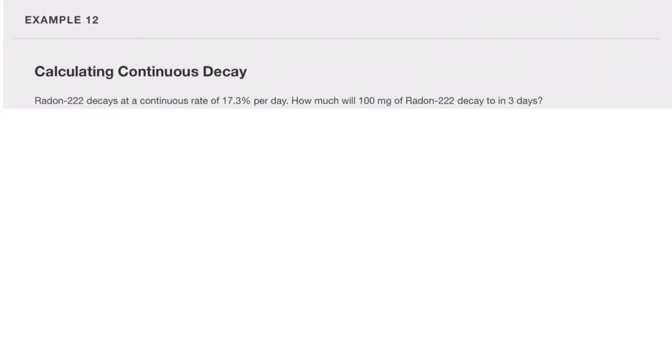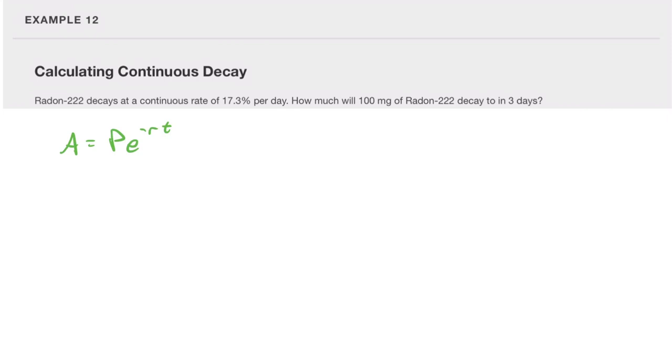We might have one more. It says radon 222 decays at a continuous rate of 17.3% per day. How much will 100 milligrams of radon 222 decay to in 3 days? Okay. So if we're doing exponential decay, it's still PERT, but instead the rt is negative. I think it's negative rt for exponential decay.